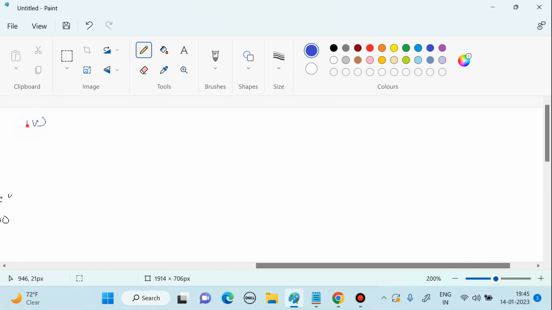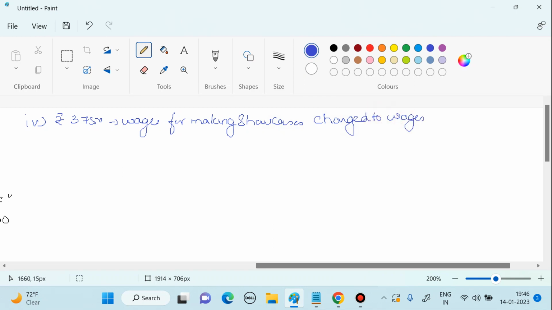Next one is the fourth one. Rupees 3750 was the wages paid to workmen for making showcases. Now these were charged to wages account. So where should it have been? Showcases for the office probably. They are making showcases in the wall.